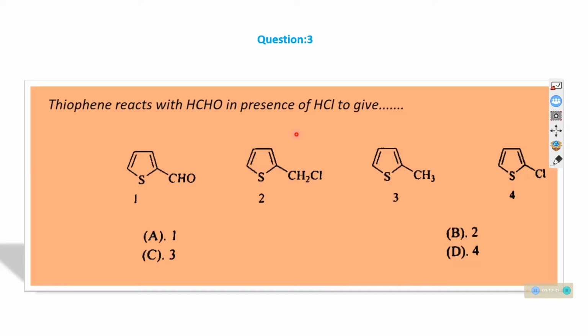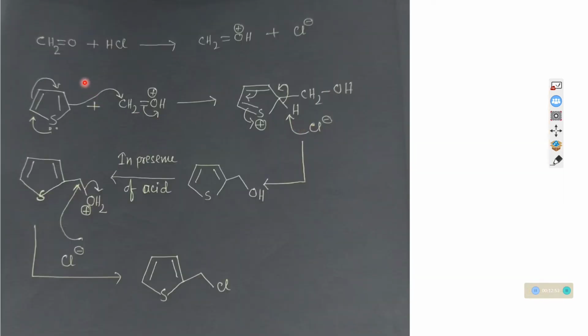Let's move to the third question. In this question, thiophene reacts with formaldehyde in presence of HCl. So it's a simple question. First, the oxygen of formaldehyde is protonated, releasing Cl minus, and this thiophene reacts in this way. The 2 position reacts to form a thiophene-2-methanol type compound, with CH2OH, thiophene-2-methanol.